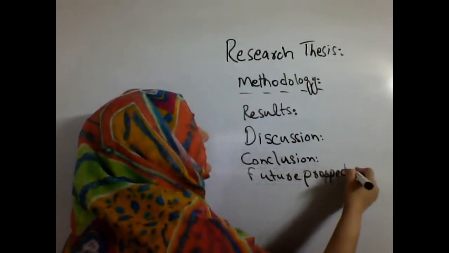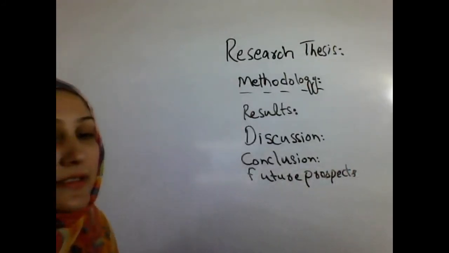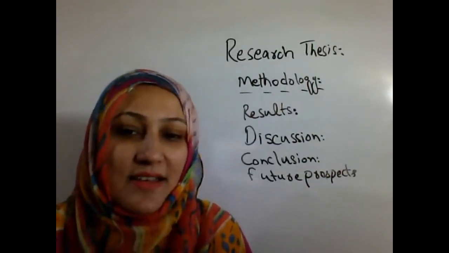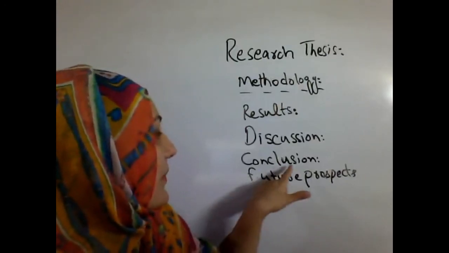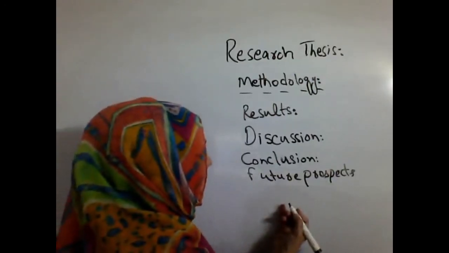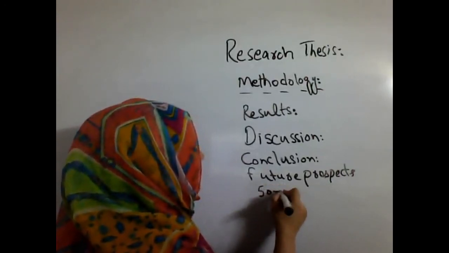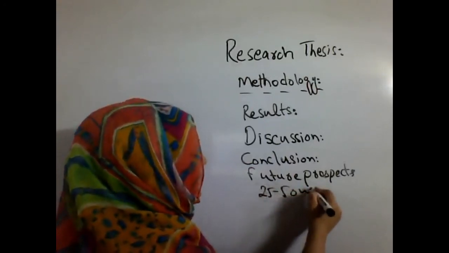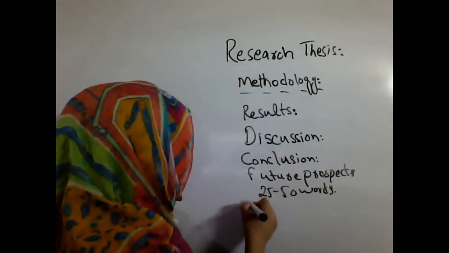prospect of your research. How can this research in future give the idea to learners to plan the next research on that type of topic is part of the conclusion section. The conclusion is only 25 to 50 words. Then the next part is the summary.